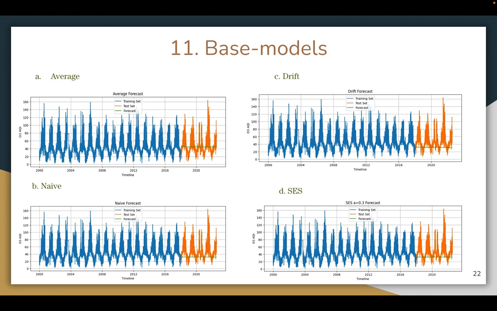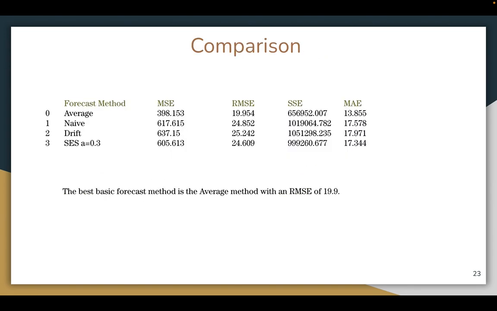So let's talk about the base models, which include 4 models, and none of the models captures seasonality in the data, so the error for the forecast will be higher than the other models which capture seasonality. And this is the comparison, and from this I can say that the average method with RMSE of 19.9 is the best forecast method.